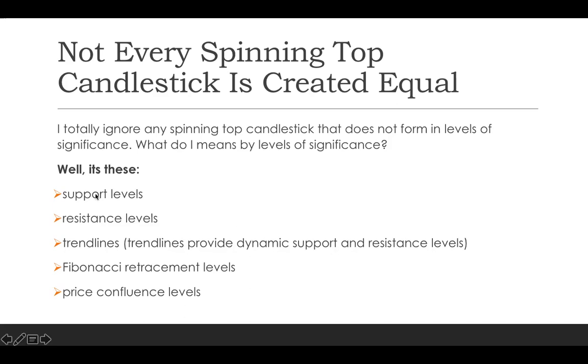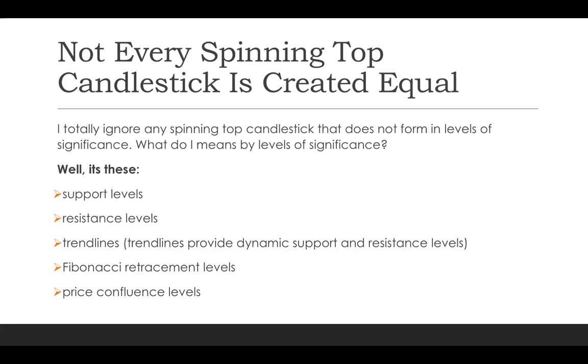Support level. So if the spinning top is not formed at the support level, it is not important. If it is not formed at a resistance level, it is not important. Remember also trend lines. Support and resistance are not always horizontal lines. Our trend lines act as dynamic support and resistance levels also. So diagonally as they are, they also act as support and resistance.